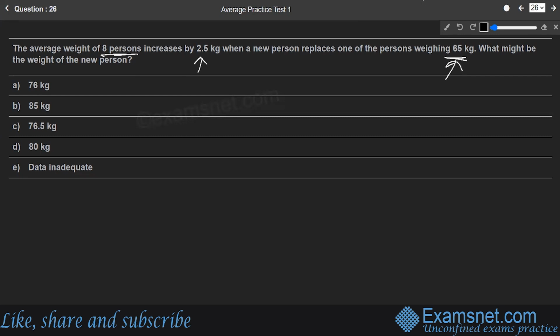That means average of 8 persons is increasing by 2.5 kg. So let us find out what is the total increase in the weights of all the 8 persons there. Okay, so total increase we'll find out. As they have given the average increase is 2.5 kg, and we have how many people there? We have 8 persons. So if the average increase of 8 persons is 2.5, then total increase of 8 persons is going to be 8 into 2.5. Okay, that is nothing but 20 kg. So that means that 20 kg has been an increment in the overall weight of all the 8 persons. So that is the total increment.